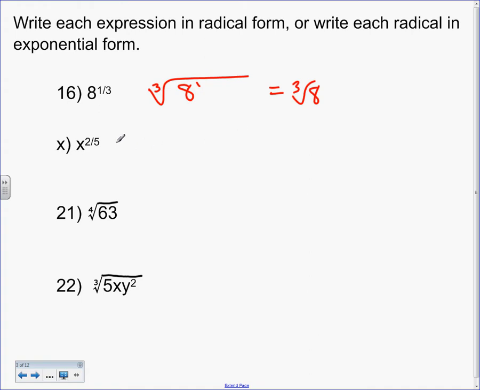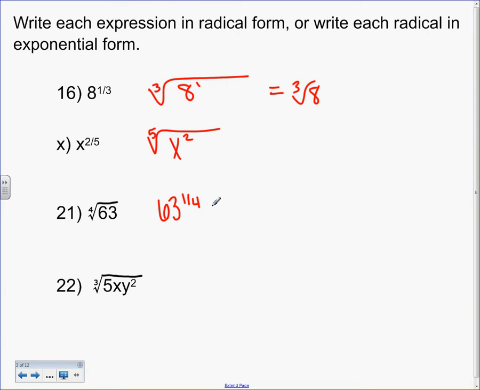Okay. This one, what goes right here? The 5, and then it would be x to the 2nd. Is that okay? Anybody confused? Okay, great. You're good so far. Okay, good. I think it gets a little harder, but not that bad. So how do I rewrite this one? Is this in radical form or exponential form? Radical form right now. And so I would write it as 63 to the 1/4.